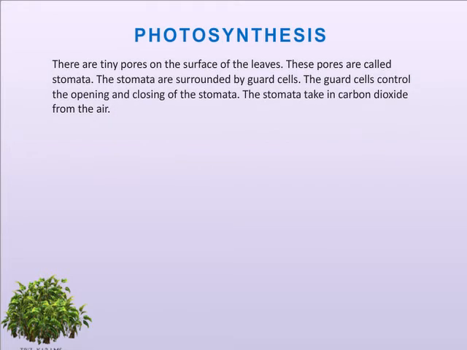There are tiny pores on the surface of the leaves. These pores are called stomata. The stomata are surrounded by guard cells. The guard cells control the opening and closing of the stomata. The stomata take in carbon dioxide from the air.